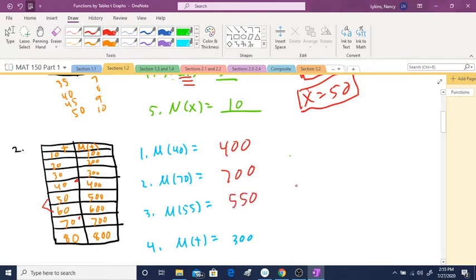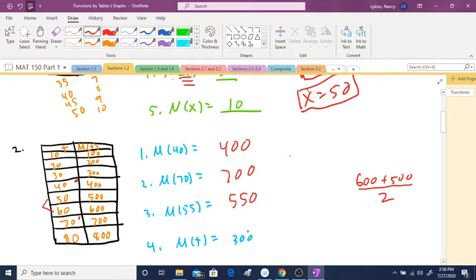Some of us right off the bat can do 550. Another way you can also do this is, since you know 550 is right in the middle, you could say, okay, 600 plus 500, those are your two values. And since there's two of them, take the average, 550.